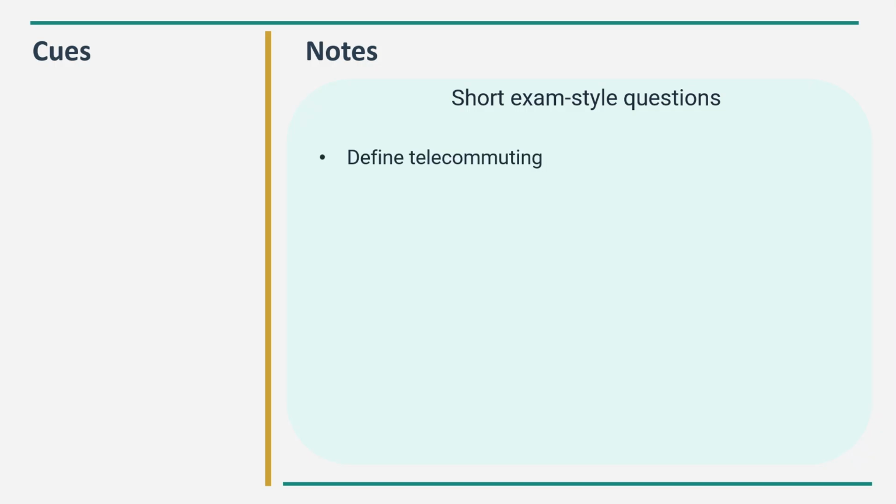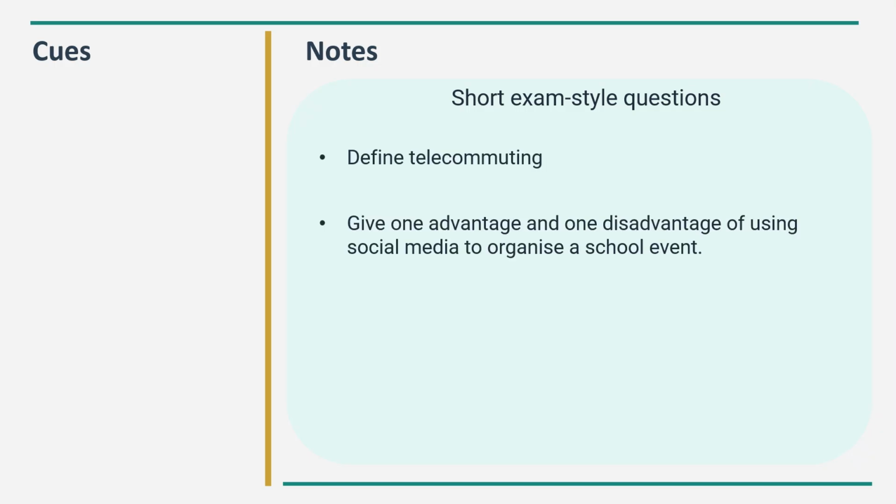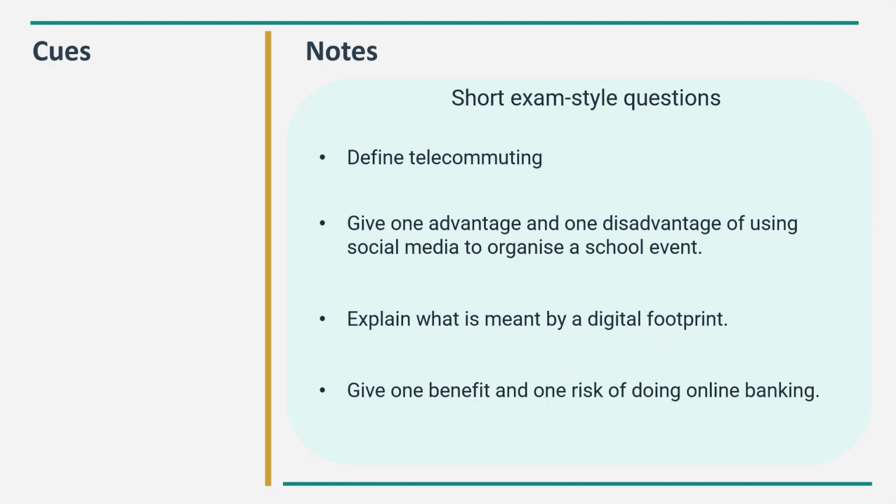First question, define telecommuting. Second, give one advantage and one disadvantage of using social media to organize a school event. Next, explain what is meant by a digital footprint. Last, give one benefit and one risk of doing online banking. Now take a moment and pause the video to answer these questions.